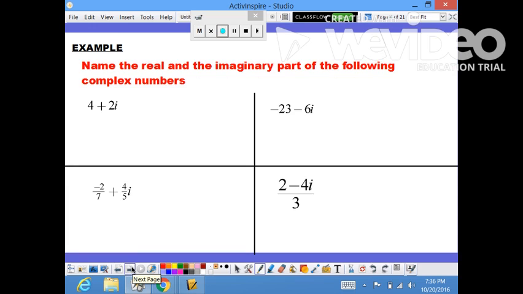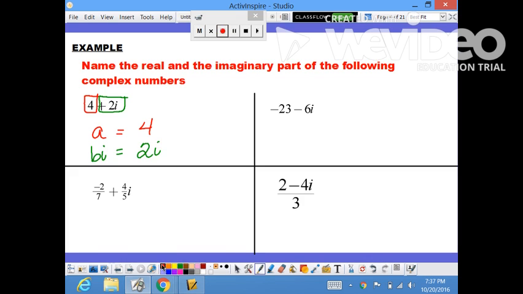When we write a complex number or imaginary numbers, we want to write it in the form of a plus bi. So here's a couple examples. Name the real and the imaginary part of the following complex numbers. For the first one, we have 4 plus 2i. So you can put a box around the 4 in red, and in green, we're going to put a box around the 2i. All right, so if we want to name this, that means a equals 4, and our bi, or our imaginary part, is 2i.